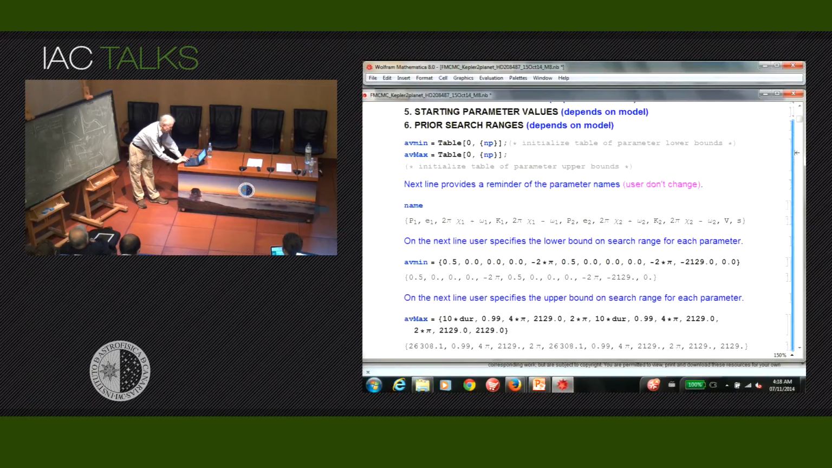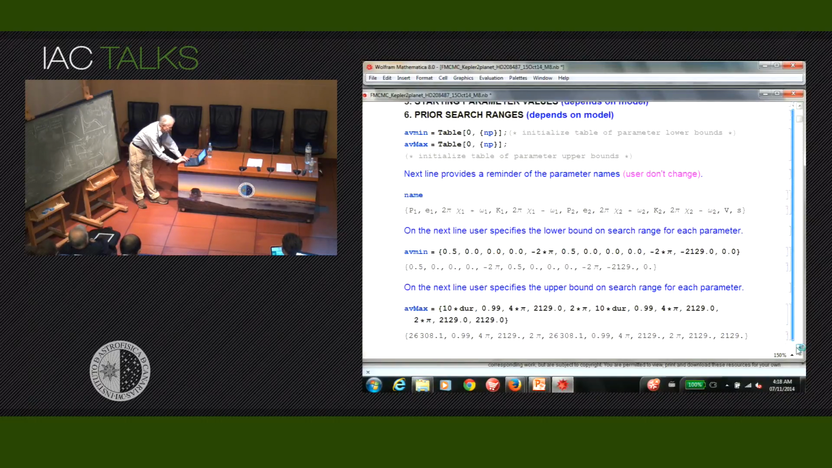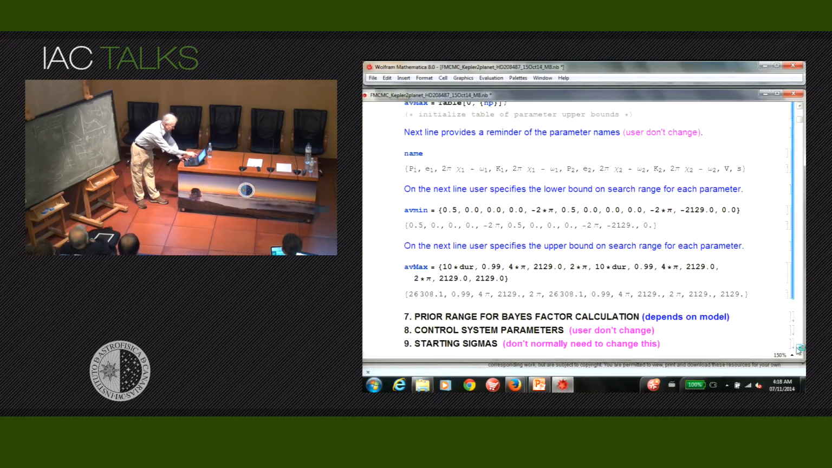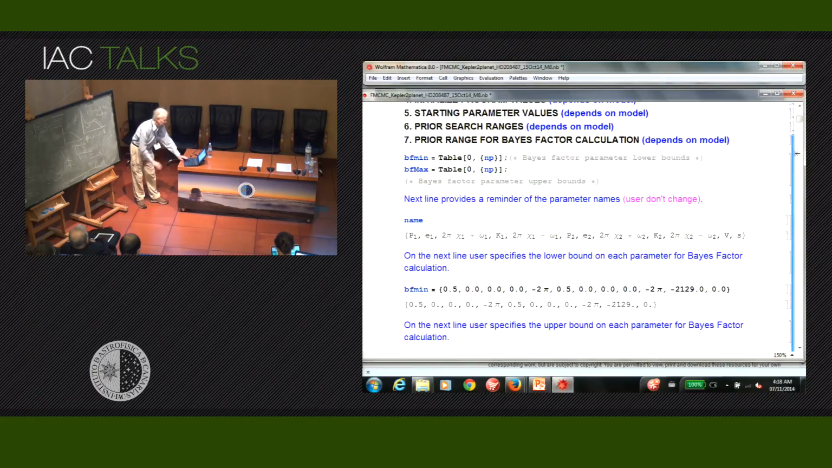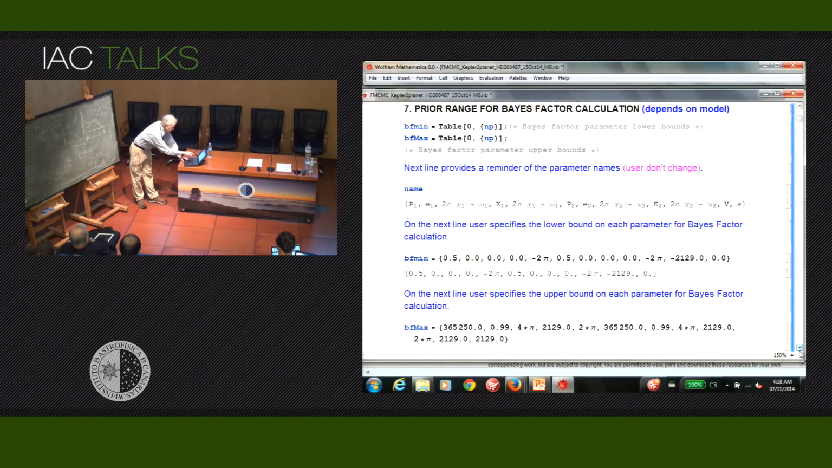So the prior search range, you have to specify that as well. Here's AV min, AV max for the different parameters. In principle, you could use, and I sometimes do use, a different prior range for the Bayes factor calculations. Ideally, you would use exactly the same, but it's not necessary. I use the most conservative choice of priors for the Bayes factor calculation. It looks exactly the same as the previous one. You just fill in an array for BF min and BF max.